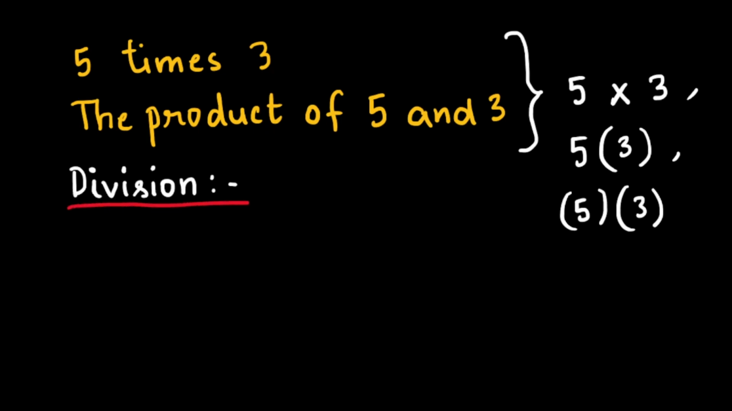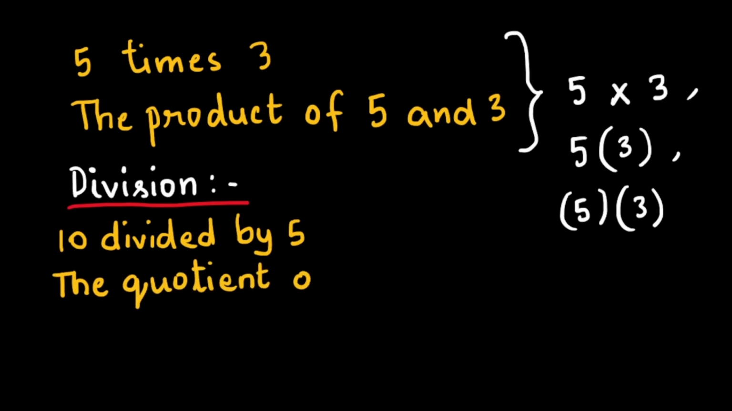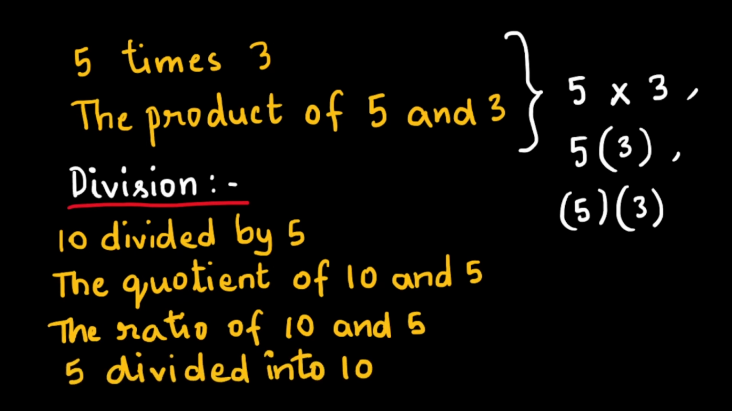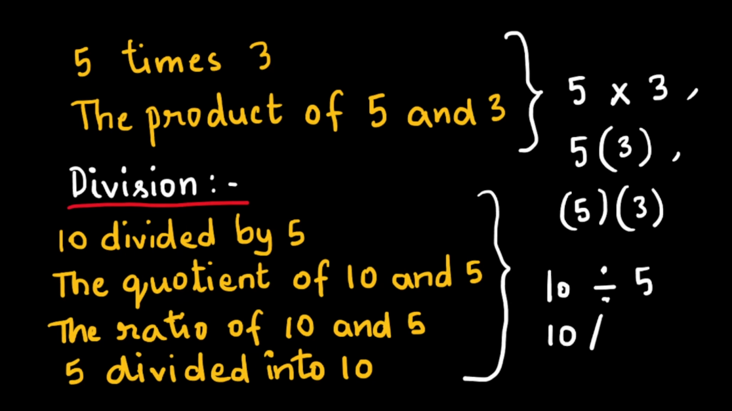The phrases that indicate division are 10 divided by 5, the quotient of 10 and 5, the ratio of 10 and 5, 5 divided into 10. So you write these phrases as expressions as 10, the divide symbol, and 5. Other forms of expressions are 10 forward slash 5, and the ratio form is 10 by 5.